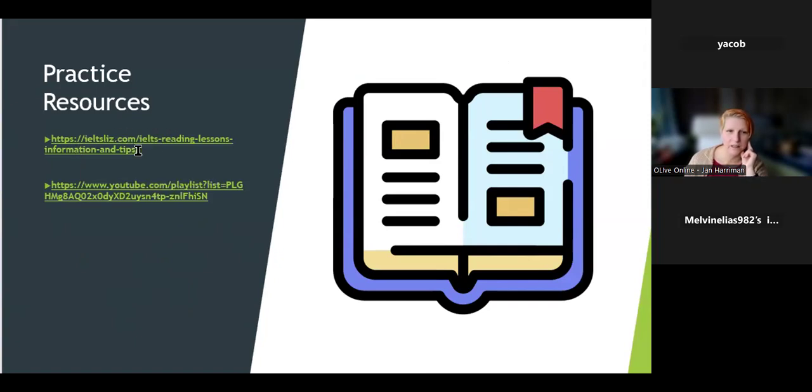IELTS lists the information and tips. The reading tip that I really want you to just use is her examples of the different question types. Some of her advice on writing and other things I don't agree with. But her explanations of the different question types for reading are excellent.